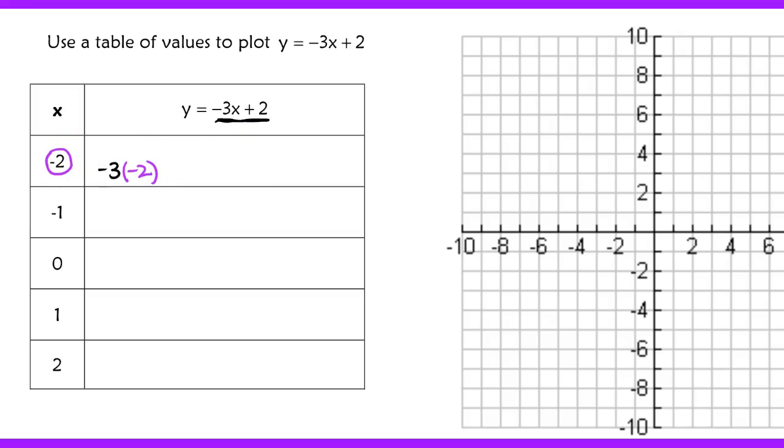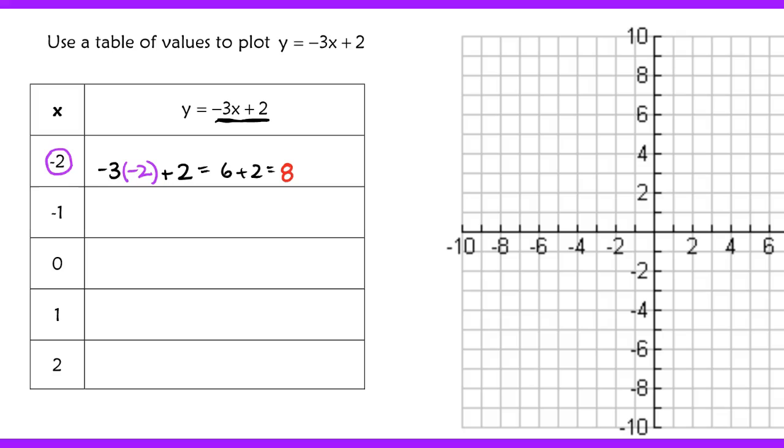Then I have to make sure I add 2. Do the rest of that, that's plus 2. So this is what's going to give me y. -3 times -2 plus 2. So when I type that in my calculator, I'll get 6 plus 2, and that gives me 8. I'm going to do this in a different color because this is what the y is equal to. Okay, so y here is equal to 8.